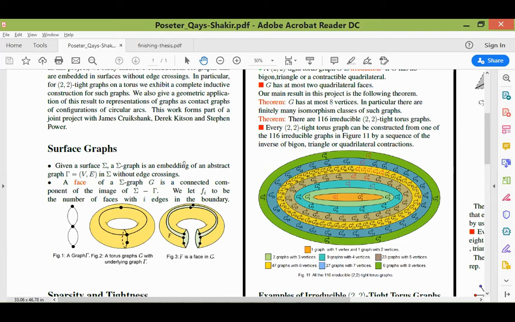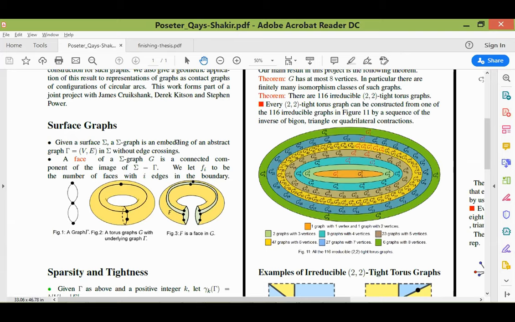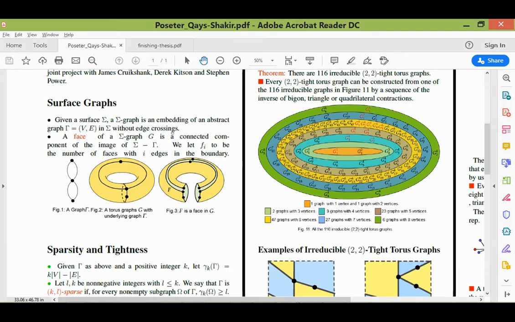I guess most of the audience knows what surface graphs or topological graphs are. A surface graph is, suppose we have a surface, and then I can define the surface graph, or sigma graph, as an embedding of an abstract graph. So I'm dealing with an abstract graph which is embedded in the surface without edge crossing. As you know, we have to deal with faces because we are dealing with topological graphs. A face of a surface graph is a connected component of the surface itself minus the abstract graph.